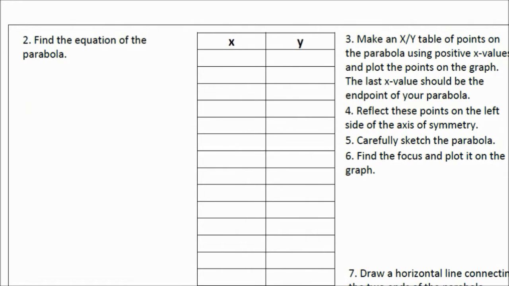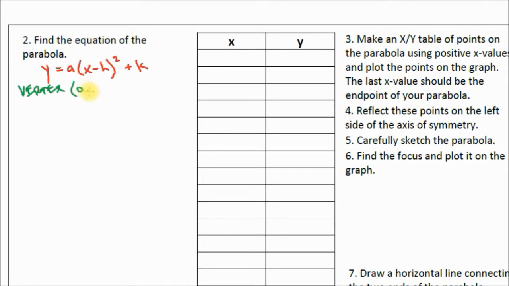Question number 2, we need to find the equation of this parabola. Well, when you want to find the equation of a parabola, you will typically always use the vertex form: y equals a times (x minus h) squared plus k. Now to find the equation, all we need are 2 pieces of information, the vertex and a known point on the parabola.